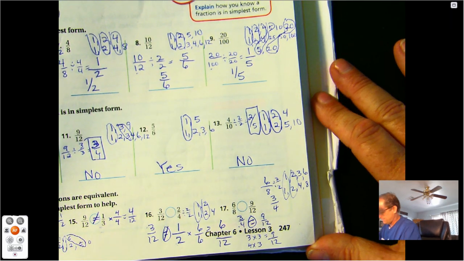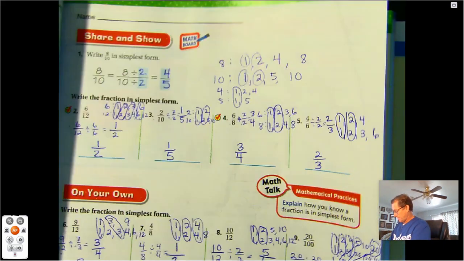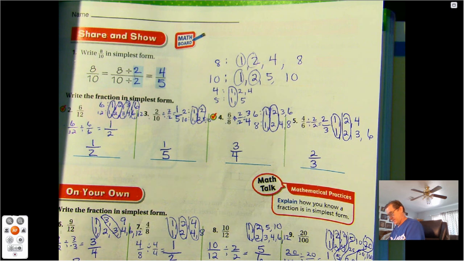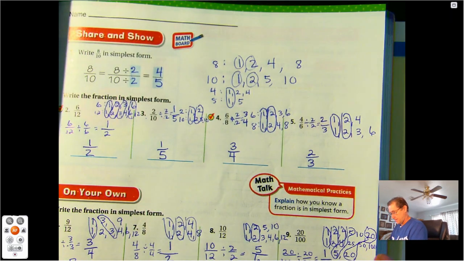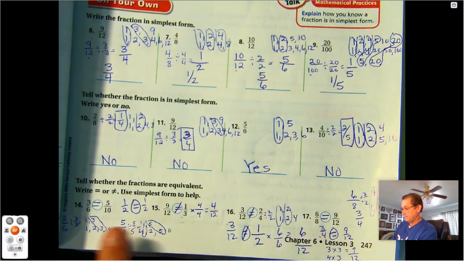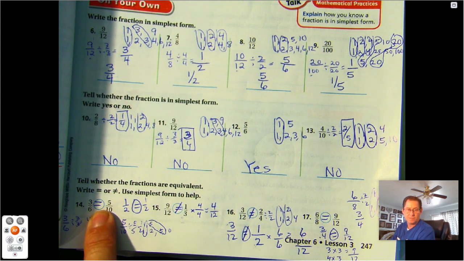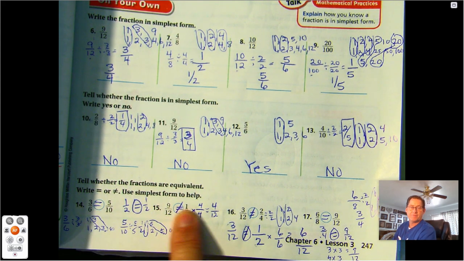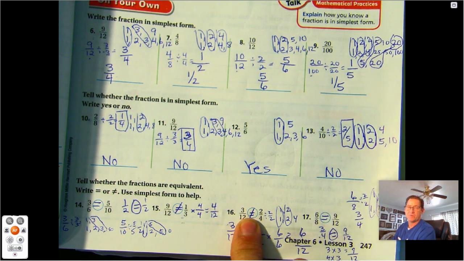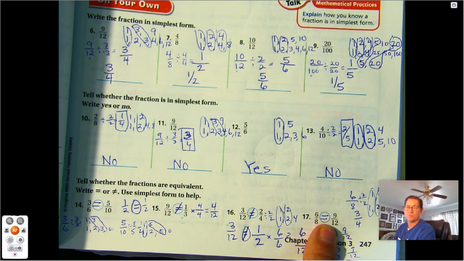Equal, not equal. Okay. And the first one was equal. I had forgotten to write the symbol. So 14 was equal. 15 was not equal. 16 was not equal. And 17 was equal. All right, 248.